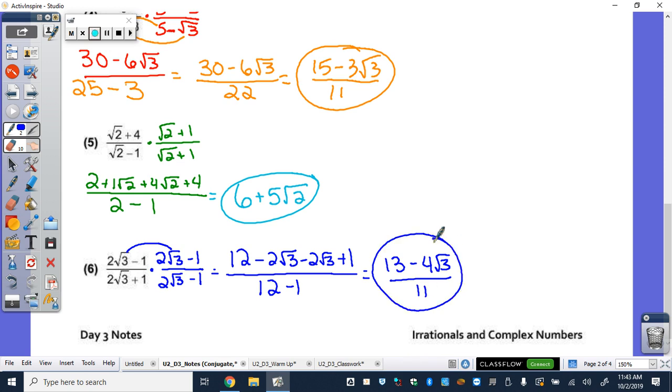That last one, we should end up with 13 minus 4 radical 3 all over 11. So on the top, we still had to do full distributive. So we ended up distributing 4 times total. Bottom, just the first and the lasts.